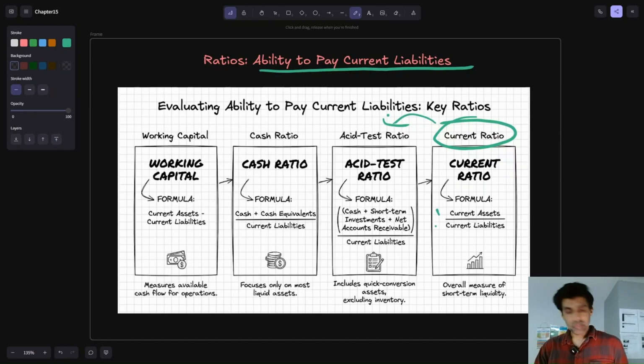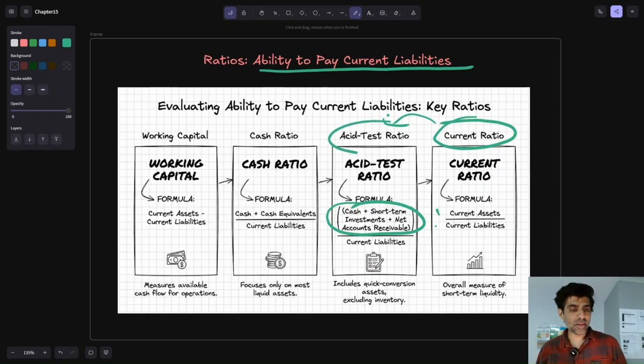Okay, because for example, inventory, it may take a long time for that inventory to turn into cash. So if we needed cash right away to pay off our current liabilities, inventory is maybe overstating how safe we are. So we remove inventory from the ratio. So we see it's only cash, short-term investments, and receivables. Okay, there's no inventory, there's no other current assets.